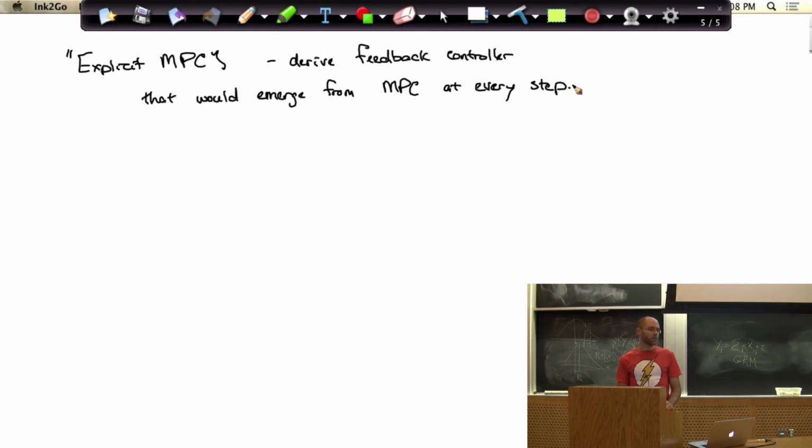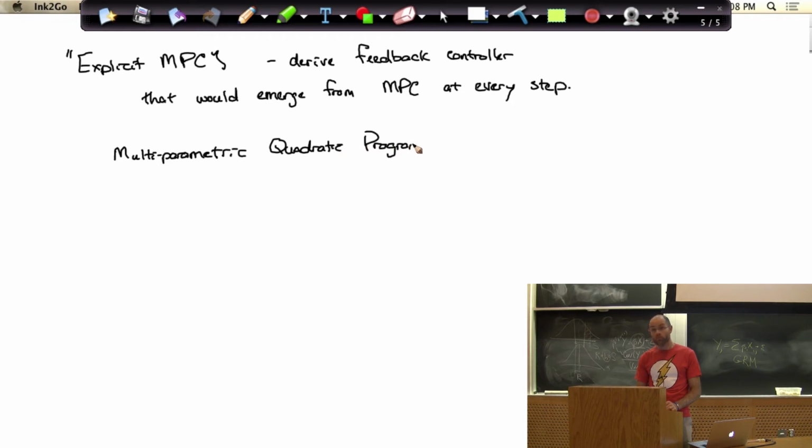Okay, and the way to think about it is there's another type of mathematical program, which is called a multi-parametric QP, basically a parameterized QP. Think of it as just a QP parameterized. It's got to be parameterized in a specific way.